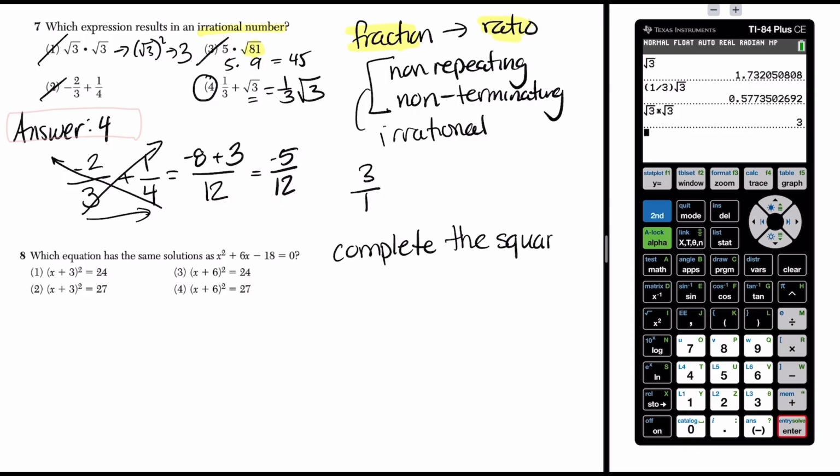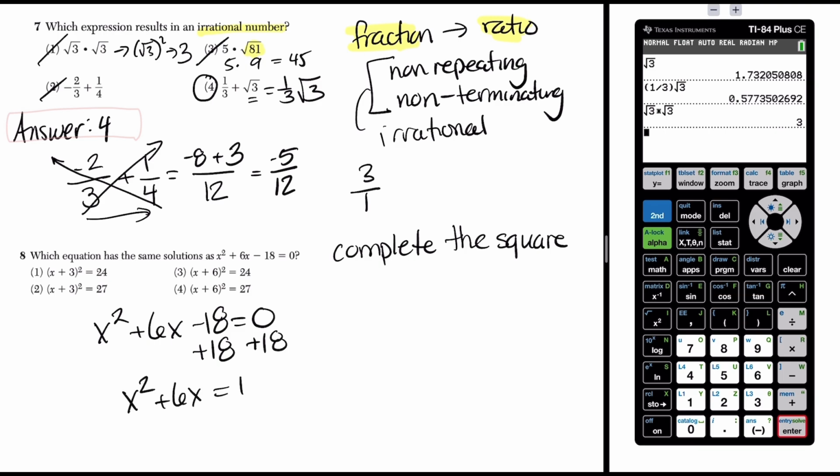So I want you to see how I literally complete the square here. I'm going to start by just taking my numbers. And first I want to add 18 to both sides. Why? So I'm just left with x squared plus 6x is equal to 18. That's what I want.